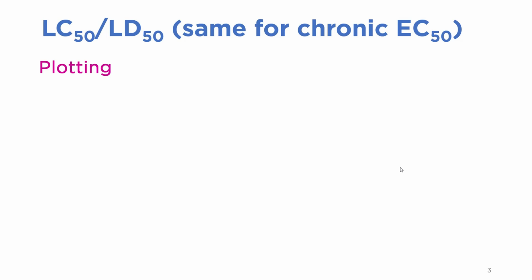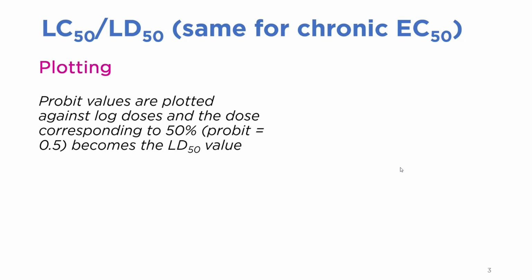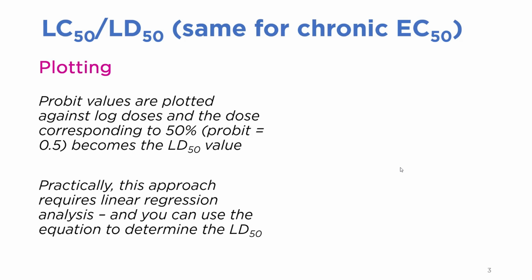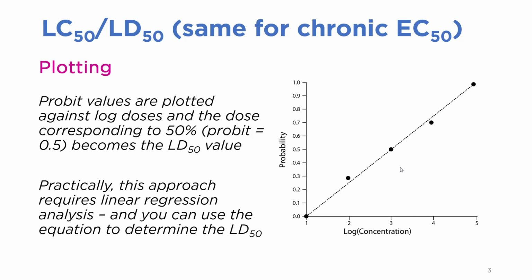I'm going to start with LC50s and LD50s for the toxicologists in the room, which are very similar to chronic EC50s. Sometimes when you're calculating LC50s or LD50s, you're supposed to plot your data. Usually probit values are plotted against log doses, and the dose corresponding to the 50% probit becomes the LD50 or the IC50 or the EC50 value. Practically, this approach requires linear regression, and you can use the equation to determine the LD50. So you've plotted your log concentration versus the probability, which is the probit. You can convert responses to probit. I can show you how to do that at some point. Then you take your 50% mark and determine what concentration that occurs at.